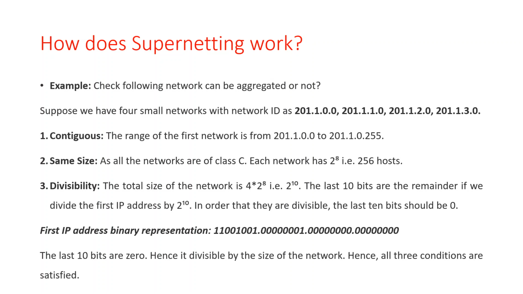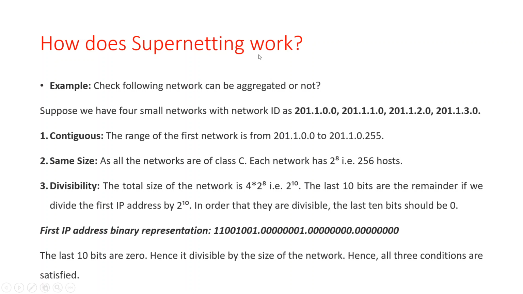So there is one example here. Suppose we have four small networks with network IDs 201.1.0.0, then the second is 201.1.1.0, then the third is 2.0 and 3.0. So the first network ID is 0.0, then the second is 1.0, 2.0 and 3.0, and the first two decimal numbers are as it is.